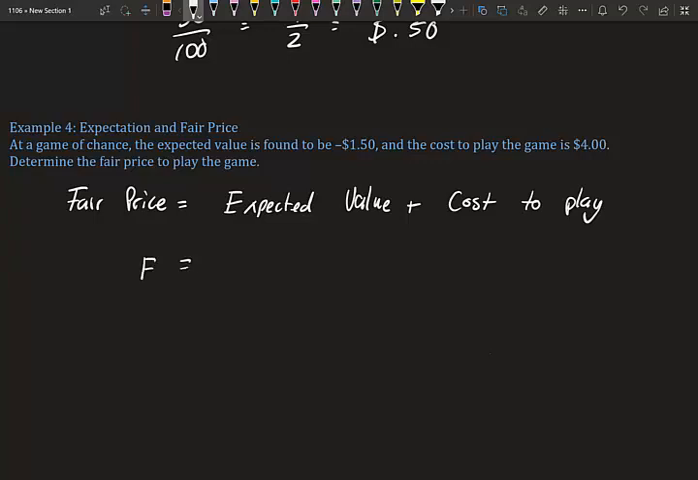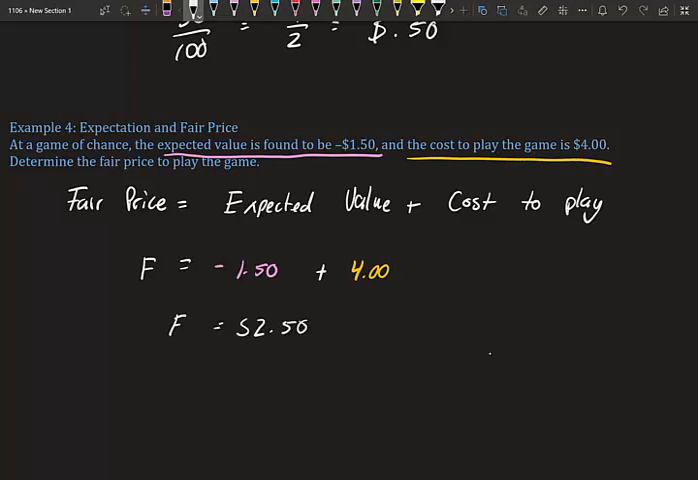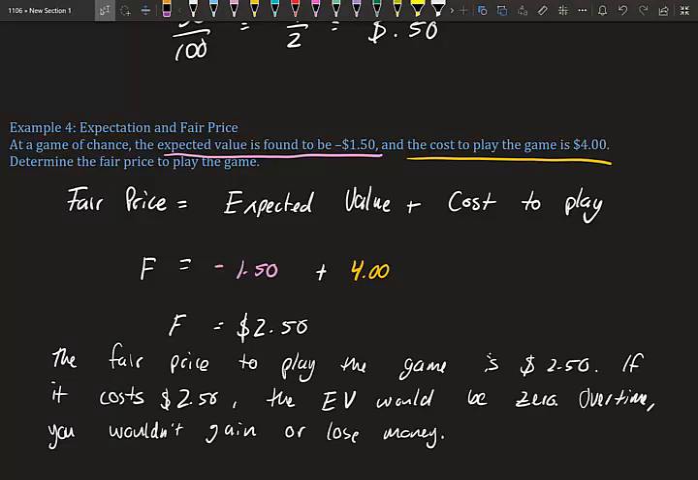So the expected value is negative $1.50. The cost to play was $4. So the fair price to play this game is $2.50. If it costs $2.50, the expected value would be 0. Over time, you wouldn't gain or lose money. So fair price is what's going to make the person playing this game break even. That's what we're talking about with fair price. Of course, it's never fair, right? It always costs more, so the house gets money.